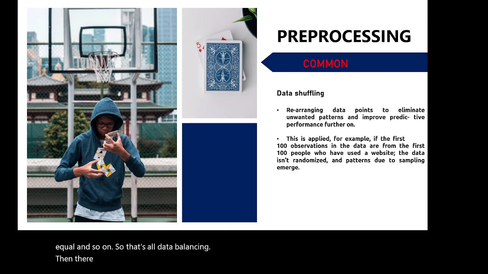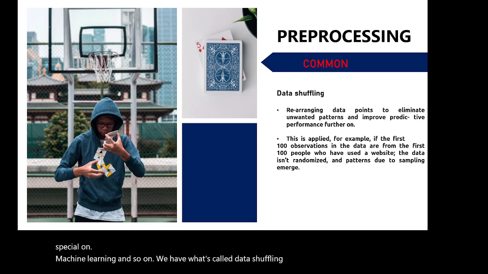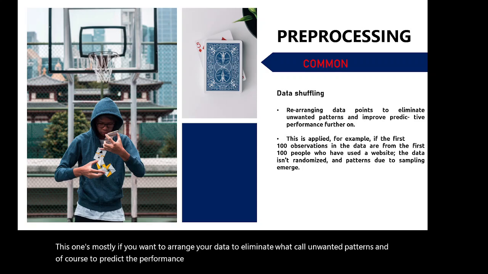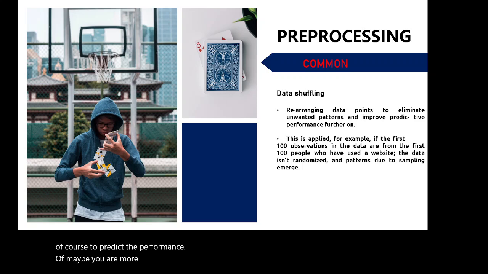Then the last one in terms of data processing, I know this one you will learn more on, especially on machine learning and so on. We have what is called data shuffling. This one mostly, if you want to arrange your data to eliminate unwanted patterns, and of course to predict the performance of maybe your model and so on. That one we do what you call data shuffling.